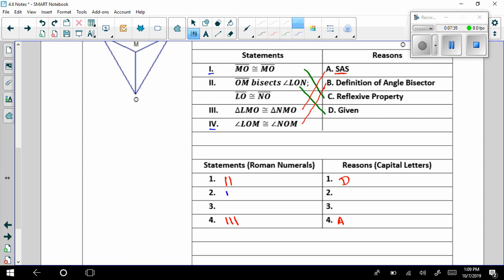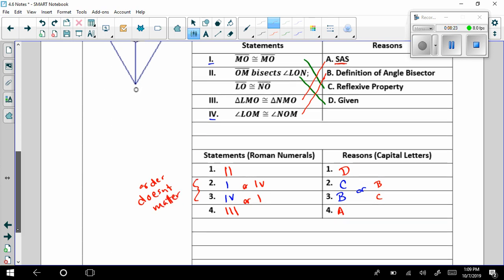So you could either put a 1 and a 4, or you could put a 4 and a 1. It doesn't matter which way you go for that. Just again making sure that you match up those statements with those reasons. So if you do 1, make sure you say C. If you do 4, making sure you say B. Or if you go the other way around, making sure you flip that. Okay, so just know that order here in particular doesn't matter.